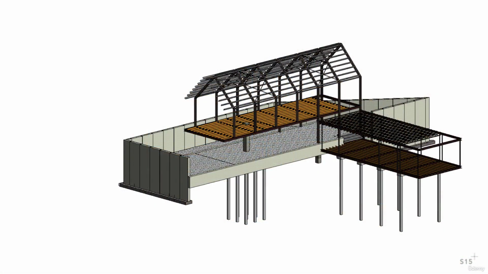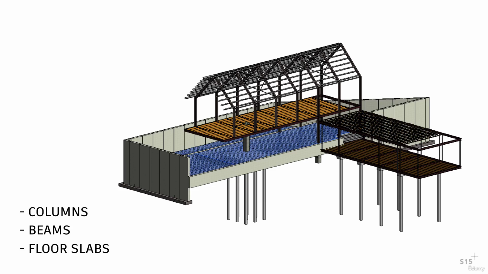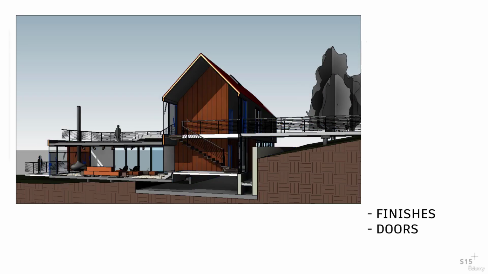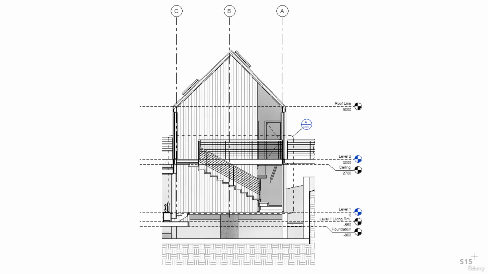Then we have the superstructure. The superstructure is the portion of the building which is constructed above the ground level. It includes columns, beams, floor slabs, finishes, doors, windows, and anything else above ground. Finally, the building finish, which is part of the superstructure.